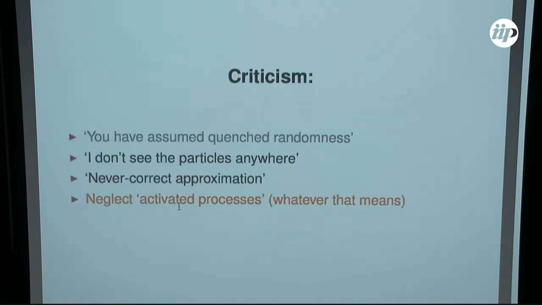there was immediate criticism because of various things. First of all, the J's were random. And of course, a normal glass has no explicit randomness inside. It's just particles doing whatever they can do. The classical criticism was, well, I don't see any particles in this kind of model. Where are the particles? Of course, there are no particles. I told you there were spins that are artificial. Also, that this is never a correct approximation. It's a kind of thing you're proposing as a metaphor, but you have no limit in which this really becomes what you are doing.